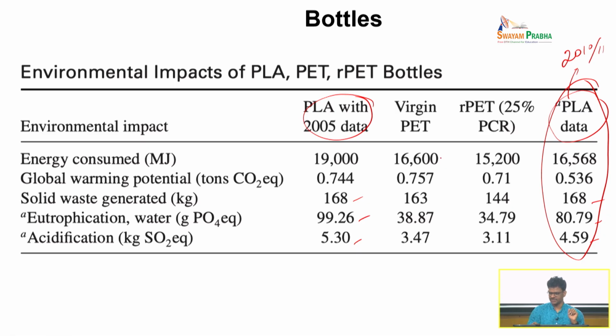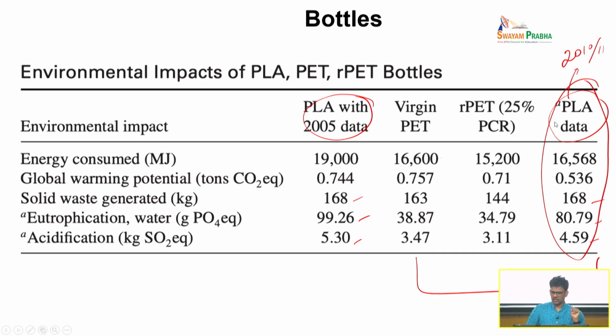Then we have virgin PET. For virgin PET there is no timeline, because PET production is pretty much standardized, and wherever or whichever year you get it from, it is pretty much the same. There's not much optimization going on like with PLA. So you should be comparing against this. Energy consumption is not much different, but clearly the CO2 emission is a little higher for PET. I think solid waste is comparable. The eutrophication of water and acidification are quite a bit less for PET compared to PLA.